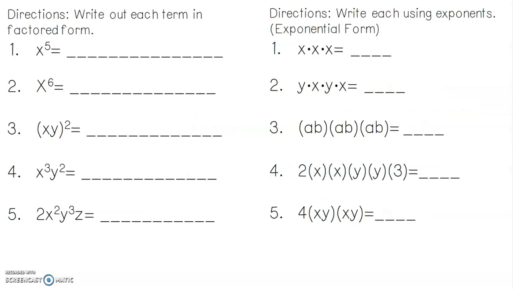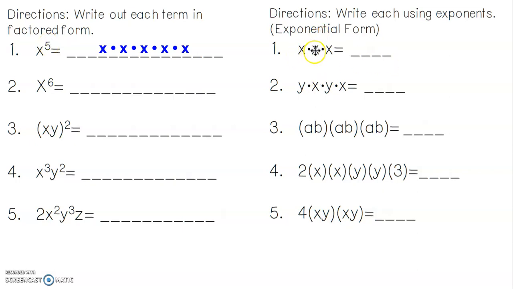So we have some examples here. We're going to write out each term in factored form on the left and write in exponential form on the right. So I'm going to do a couple of these examples, and then the rest you need to do on your own. So x to the 5th, what does that look like in factored form? Well, x times x times x times x times x. That exponent of 5 tells us to multiply x 5 times.